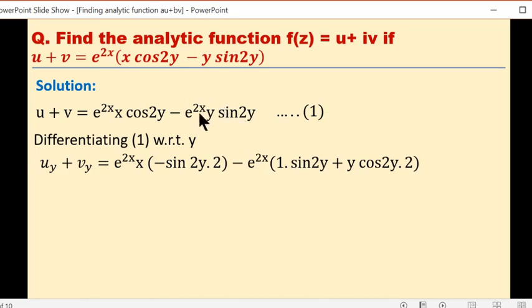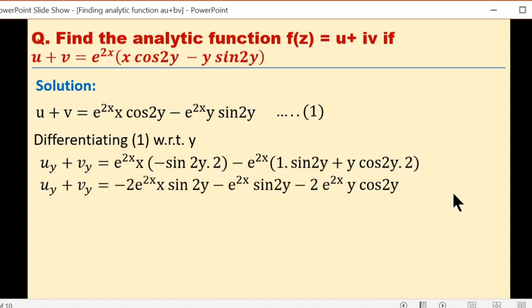So according to the u into v rule, what we have done here is, first we have differentiated y, so the derivative of y is 1, sin 2y remains as it is, plus next, y remains as it is into the derivative of sin 2y. So the derivative of sin 2y is cos 2y into the derivative of 2y, which is 2. Okay, so this is what we get.